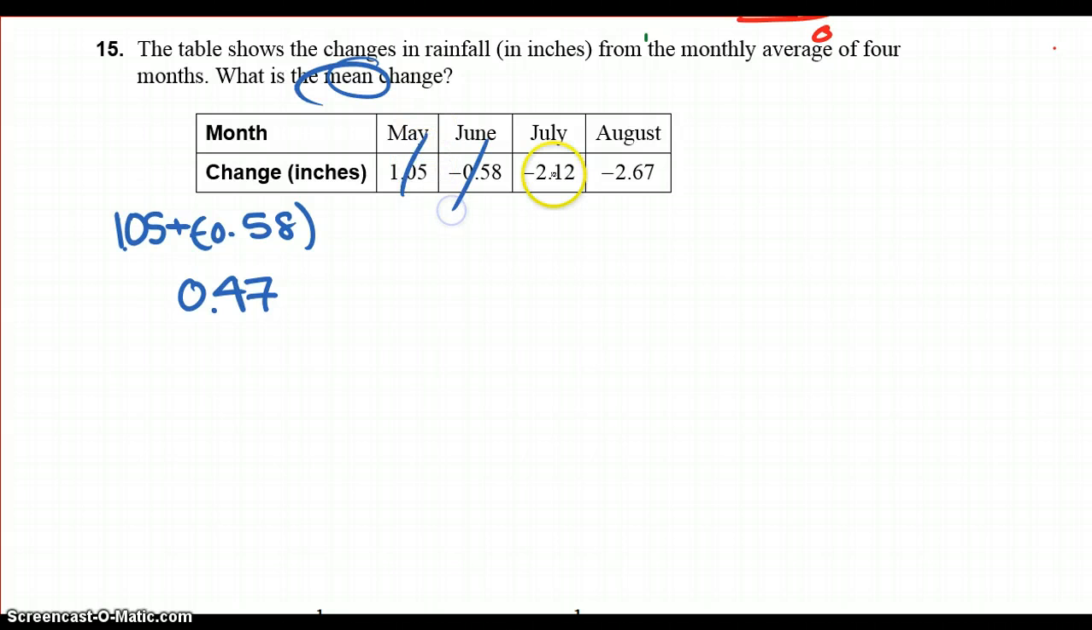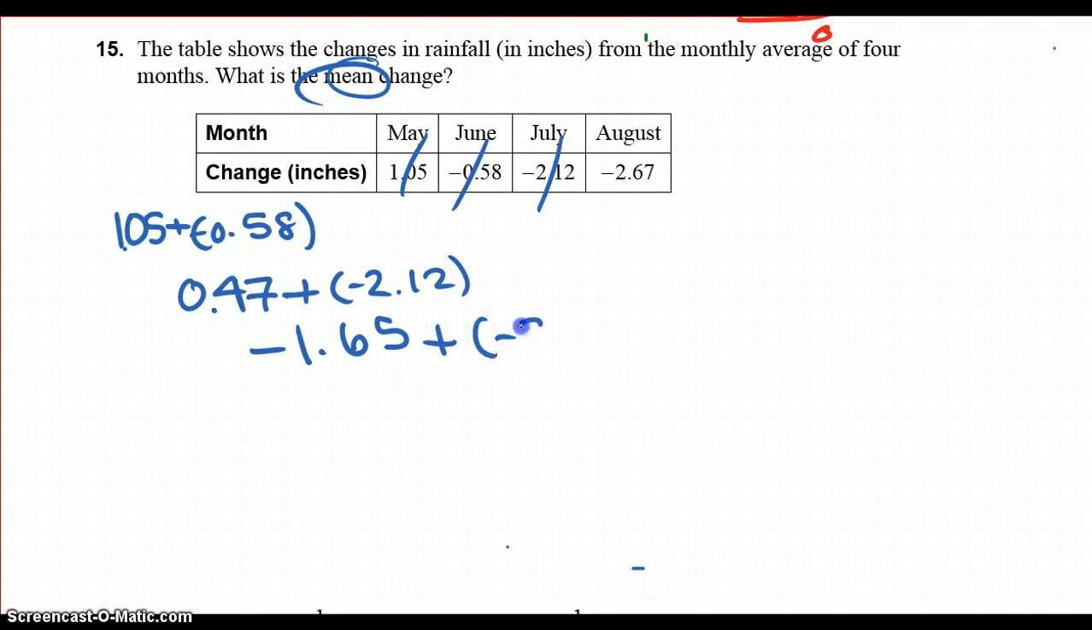So now these two are done. Now I need to add a negative 2.12. Signs are different, so I subtract, and I get negative 1.65. It's negative because that 2.12 is the bigger number. Then I need to add a negative 2.67. Now the signs are the same, so when the signs are the same, I add and keep. And that will give me negative 4.35. Okay, that is the sum of all these numbers.